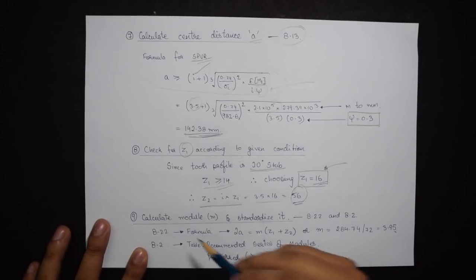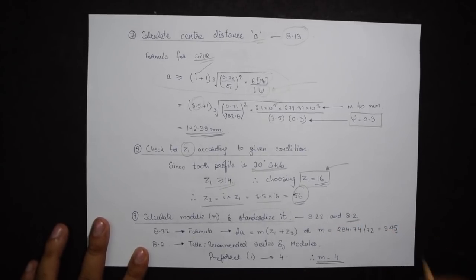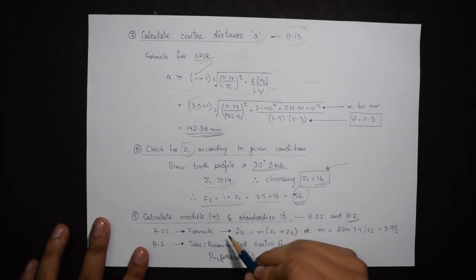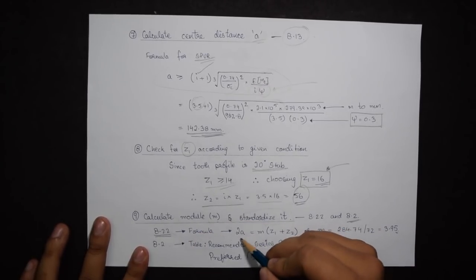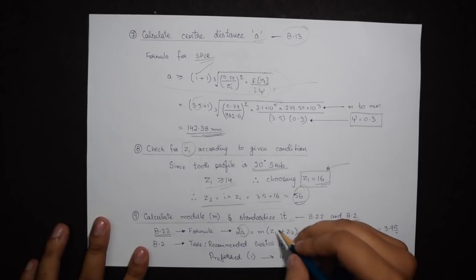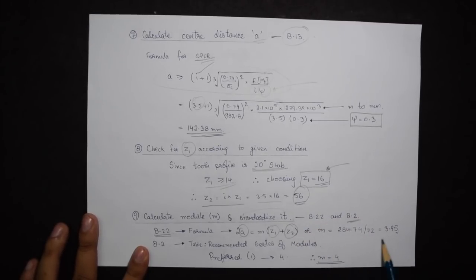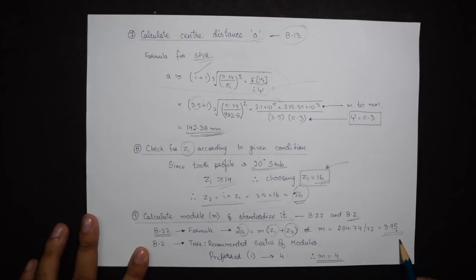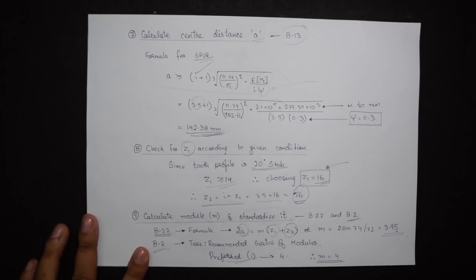Now let us calculate the module M and then standardize it from 8.2. The formula for module M is given on page 8.22. So we have the value of A, which we just found out, and the values of Z1 and Z2. So my module becomes 3.95. Jumping onto page 8.2 right now, under the table recommended series of modules, under the preferred one column, there is no 3.95. Therefore, the next value which I'll be choosing is M is equal to 4.